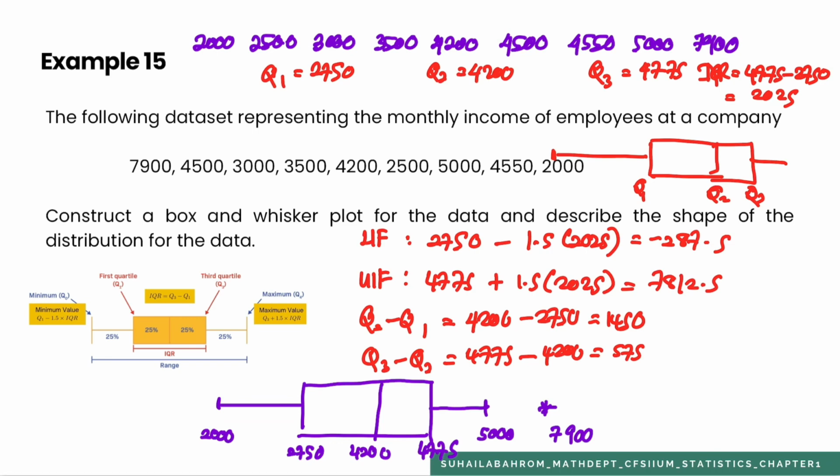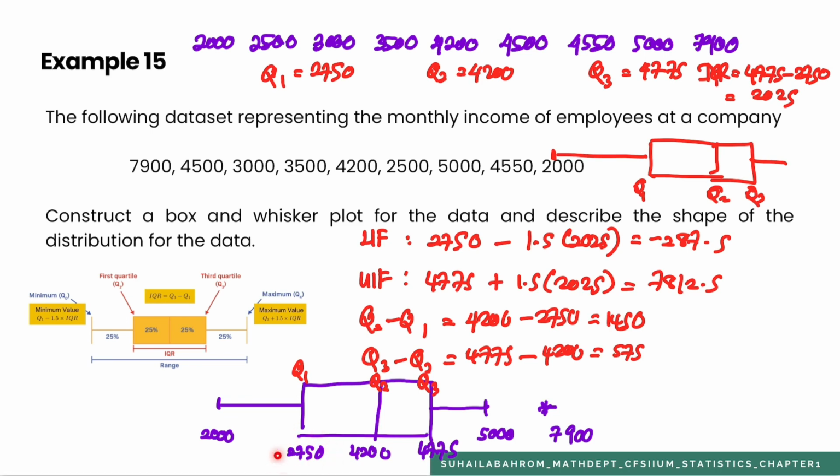So on your box and whiskers, you should have all these numbers, which refer to the minimum value. And if you have outliers on the left side, you have to mark the outliers. You must have the first quartile, which is 2750. You don't need to put it as Q1, but if you want to put it as Q1, that is also fine. Let's say I put that one as Q1 here, and this is Q2 and this is Q3. But if you don't want to write down Q1, Q2, Q3, it's okay.